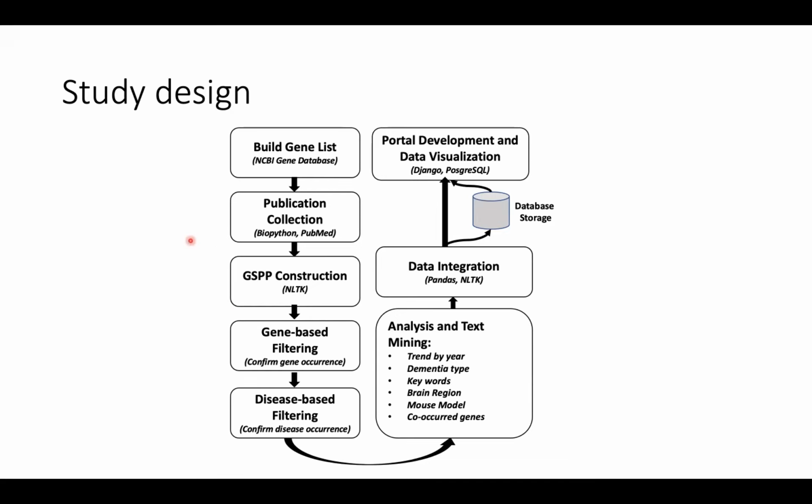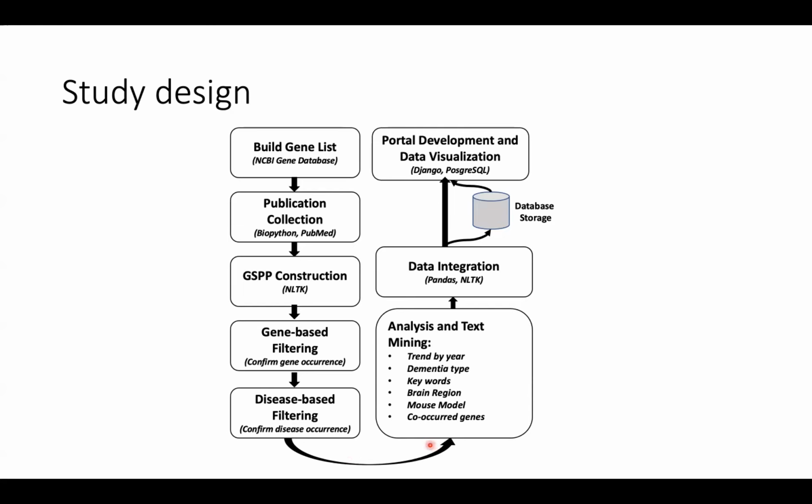A problem we address here is gene aliases, because people refer to genes by different names, so the gene name is kind of an ever-changing property of the gene. And then we did some filtering, like gene-based filtering. We just want to make sure that the gene occurs in the title or the abstract, to give more accurate information for the information extraction. And then we have to make sure that the disease we are focusing on, like AD, occurs in the title or abstract to make our publication profile more accurate.